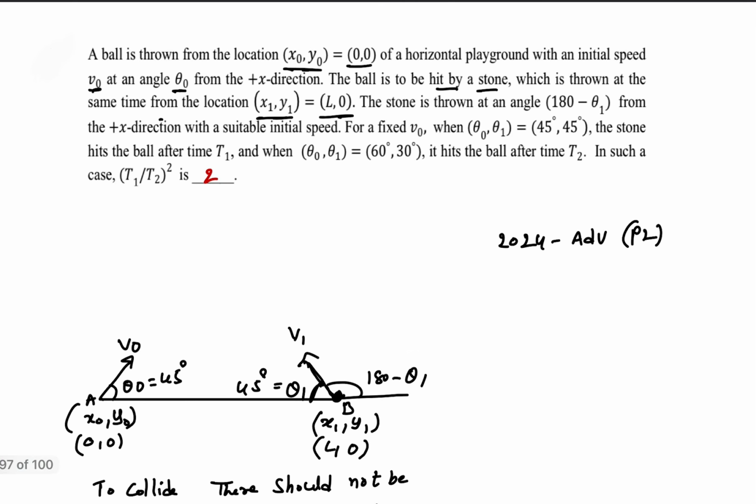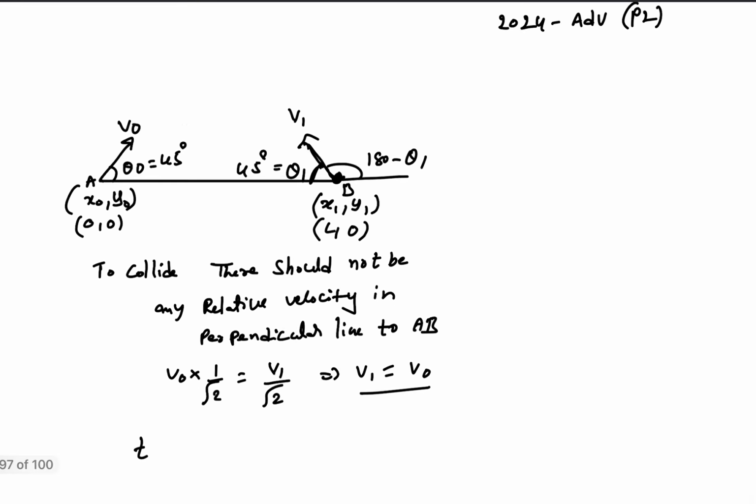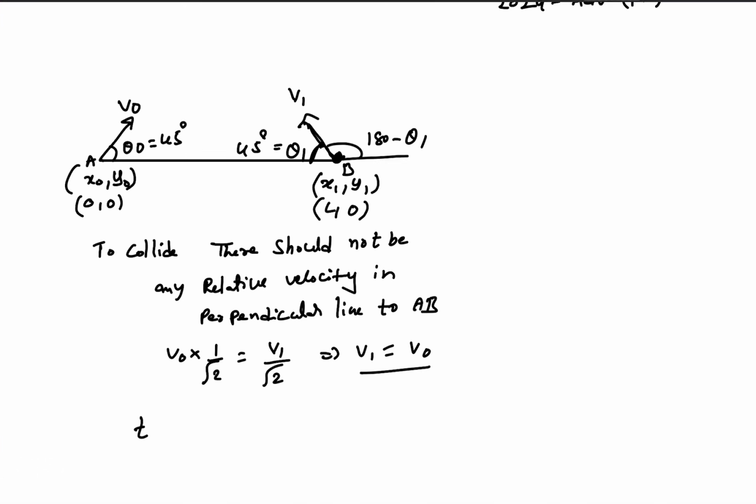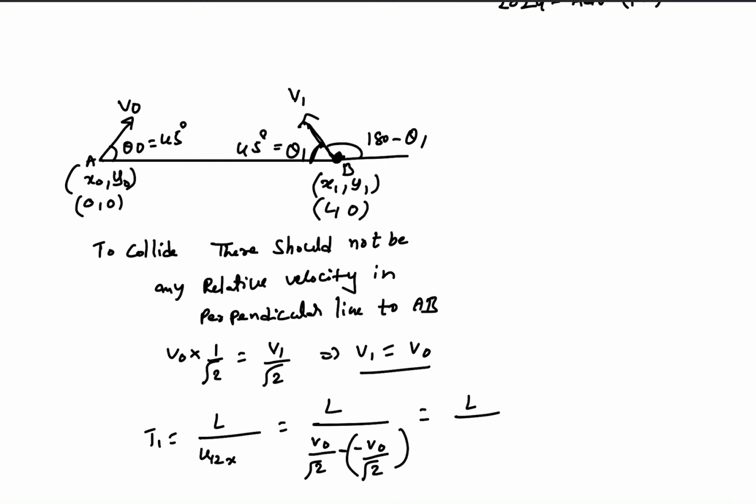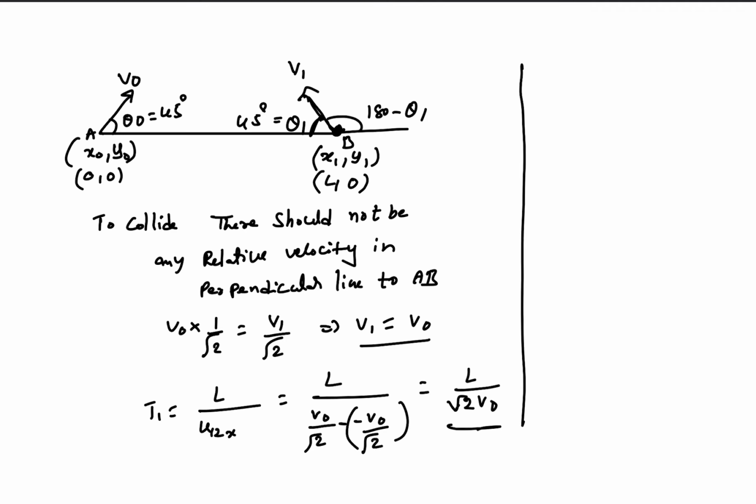Now, what is the time taken? What they are asking: the stone hits the ball at a time t1. Same thing they have asked for 60 and 30 degrees, the t2 value. Now, time of collision. Time for collision we can write as t1 is equal to distance L divided by u12 along the x-axis. L you can write as L only, and u12 along the x-axis you can write as v0 divided by root 2 minus, v0 by root 2 is there. As per the question, L by 2 v0 by root 2, that value is equal to root 2 into v0. That is my t1.